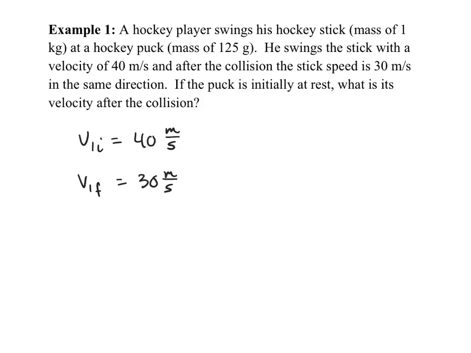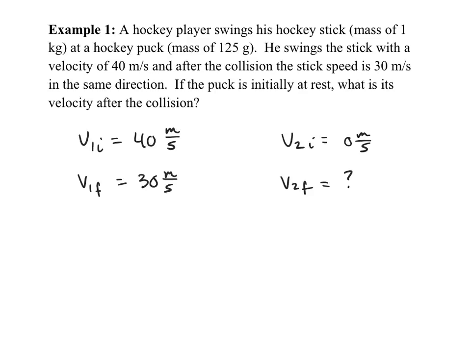If you like A and B better, last year students liked A and B because the 1 looks like an I, so they got confused with that. But this is the number 1 here, and that's the letter I and the letter F, for before the collision and after the collision. Or interaction, we should say, not just collision. The hockey puck is not moving at first. And the question says, if the puck is at rest, what is its velocity after the collision? So that's what we're trying to solve for, V2F.